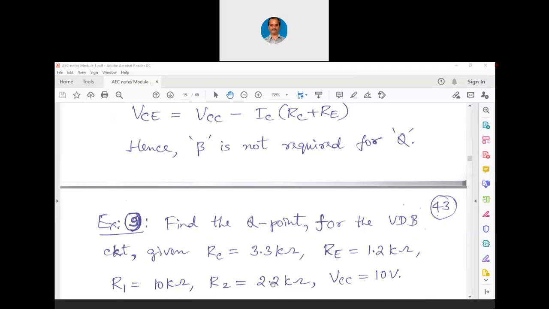VBB is R2 divided by R1 plus R2 into VCC. 2.2K at the numerator into 10 volts divided by 10K plus 2.2K. You will get VBB, base voltage. Now using base voltage, find out VE. VE is VBB minus VBE. Now VE by RE is IE. Approximate IE with IC and apply the KVL as the earlier exercise. And quickly tell me the answer.